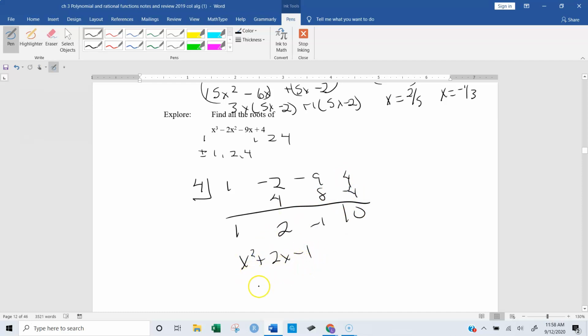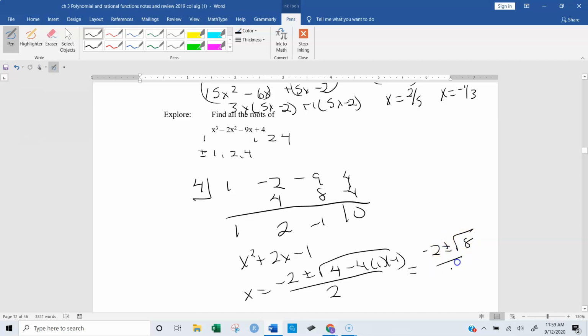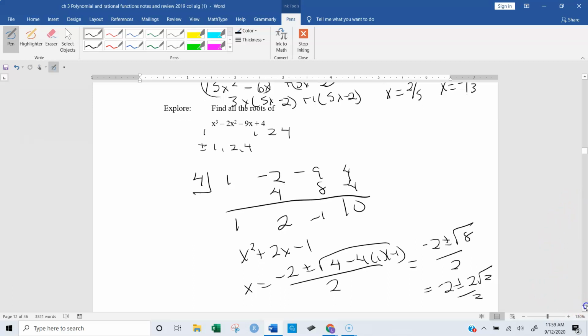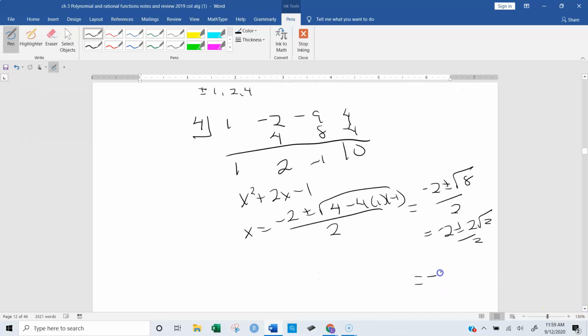That does not factor, so we have to use the quadratic formula. So x equals the opposite of b plus or minus the square root b squared minus 4ac all over 2a. So we got minus 2 plus or minus the square root of 8 over 2, which is minus 2 plus or minus 2 square roots of 2 over 2, which is minus 1 plus or minus the square root of 2. Do I have room to write that? Equals minus 1 plus or minus the square root of 2.